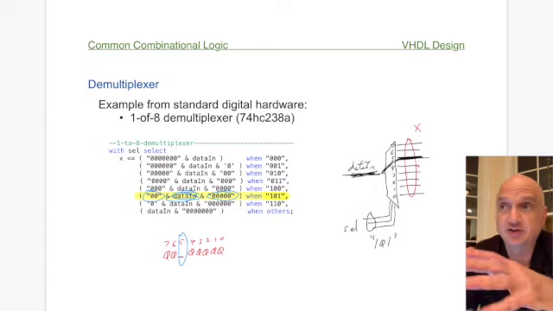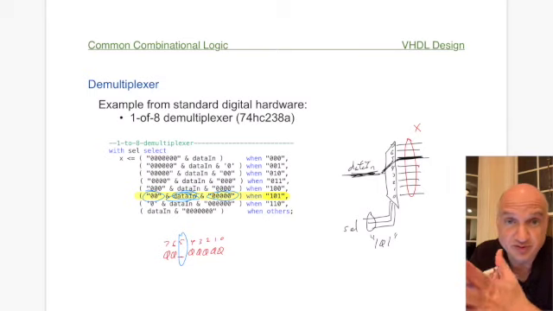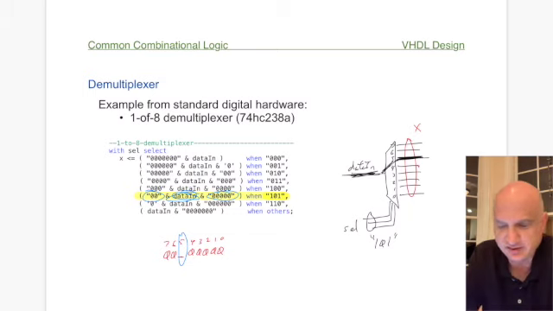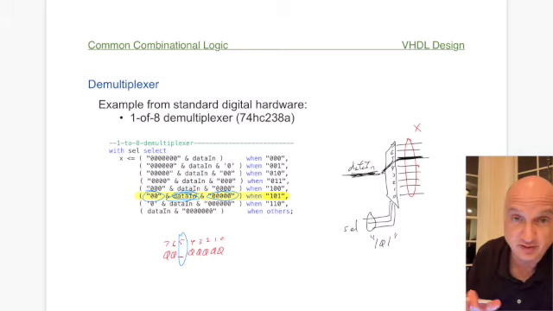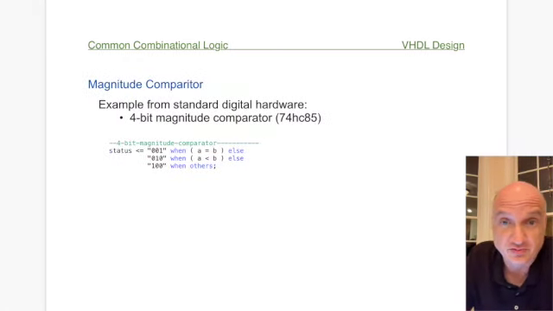And so this is a creative use of the concatenation operator to create a unique signal on the output. So this is a really good example of pulling a lot of different things together from our previous videos. So let's take a look at another one. We've done multiplexers, demultiplexers, encoders, and decoders. Let's take a look at the idea of a magnitude comparator.